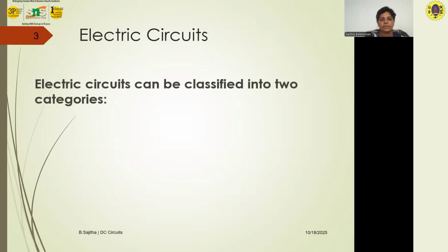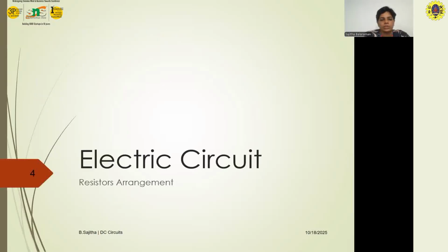Coming to electric circuits, they can generally be classified into two categories: one is series circuits and the next one is parallel circuits. Let us go deeper into the resistor arrangement in an electric circuit. Specifically, this is going to be the DC electric circuits.